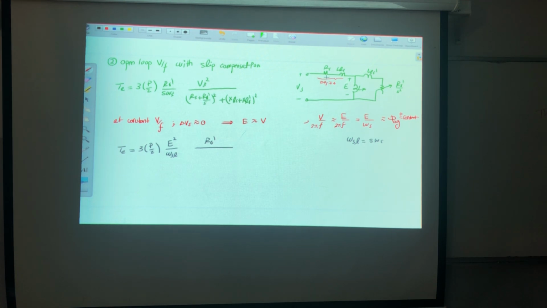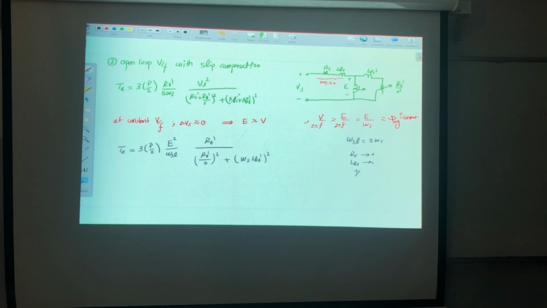Now I will assume that the voltage drop across this circuit is almost zero. This means that RS is negligible and LS is negligible. So this one is out and this one is out, correct? And so this will be R dash over S squared plus this one. Actually I can write it as omega S L R dash squared, correct?